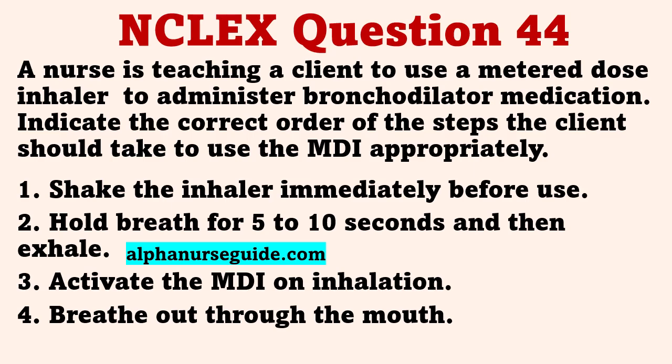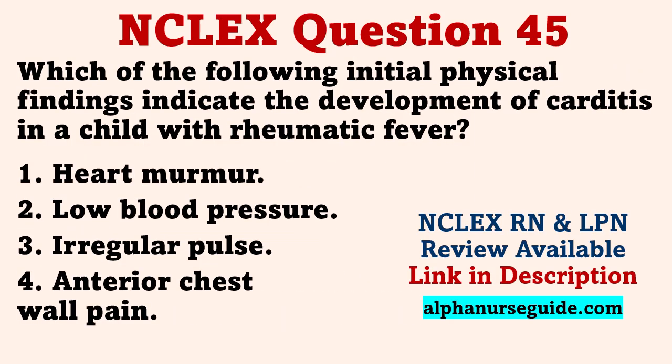Which of the following initial physical findings indicate the development of carditis in a child with rheumatic fever? 1. Heart murmur. 2. Low blood pressure. 3. Irregular pulse. 4. Anterior chest wall pain. The correct answer is 1.